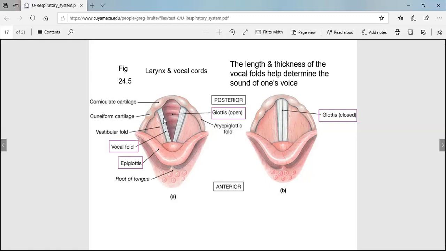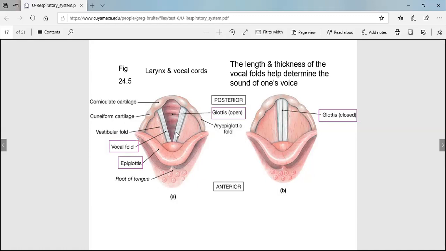There's your vocal cords. And I like the old names. You call these true vocal cords and you call these false vocal cords. The new ones, it's fair game on your test. This would be vocal fold and vestibular fold. Glottis is just the opening, right?